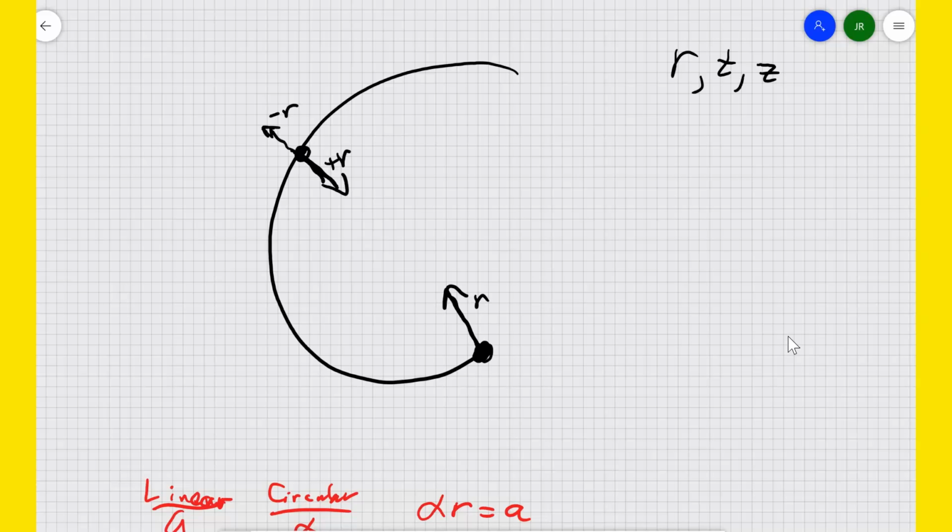Alright, the t-axis is the tangential axis. It always points in the tangential direction, and the positive tangential direction, positive t, is always going to be the counterclockwise tangential direction. So this is going counterclockwise. So this is positive. Negative would be in the clockwise. So this would be the negative t direction. So over here, positive t would point this way. Negative t would point that way.